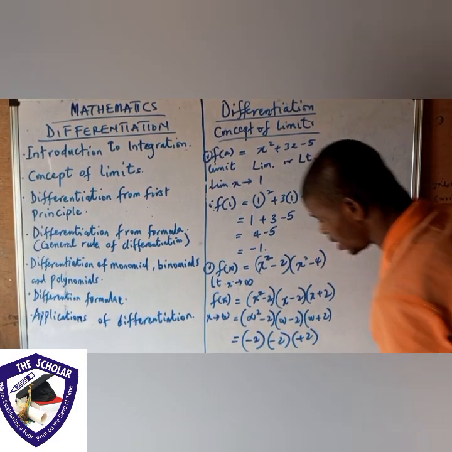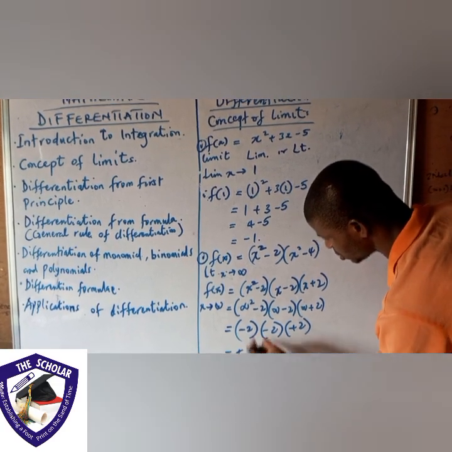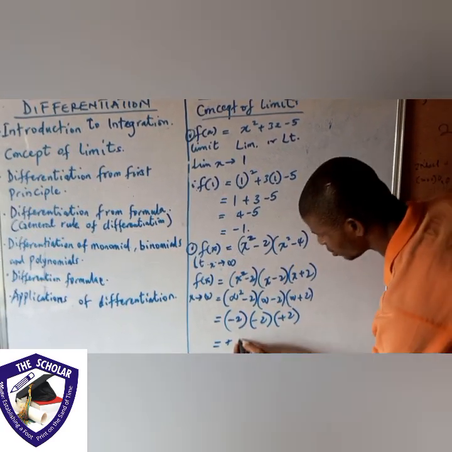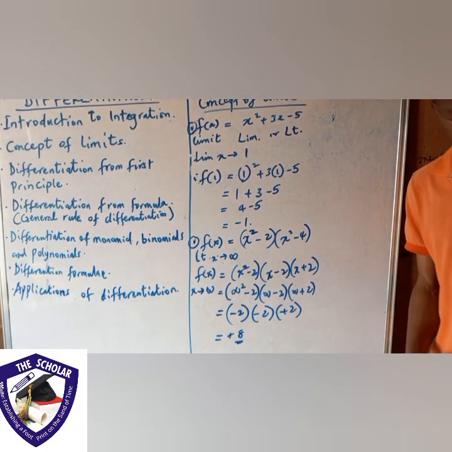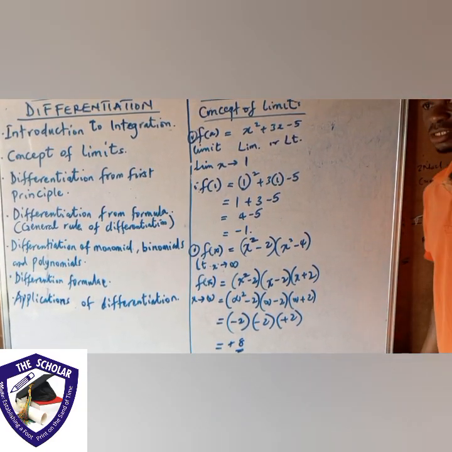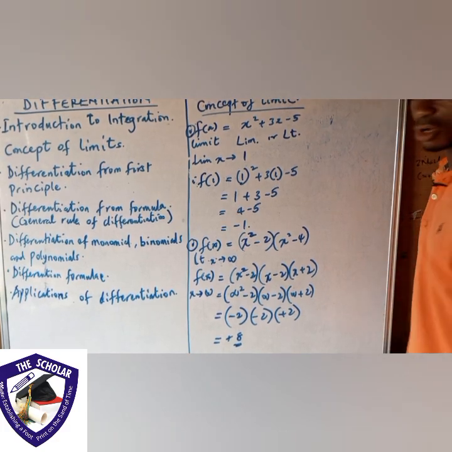So when we multiply, minus times minus will give us plus. 2 times 2, 4. 2 times 4, 8. So that explains the first aspect, which is linear limits. Let's now look at the second aspect, which is what?